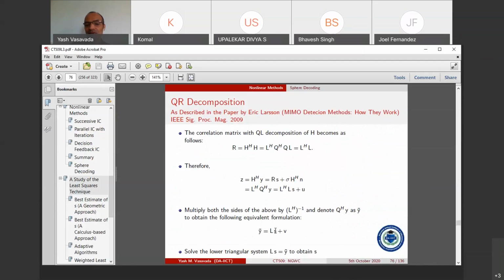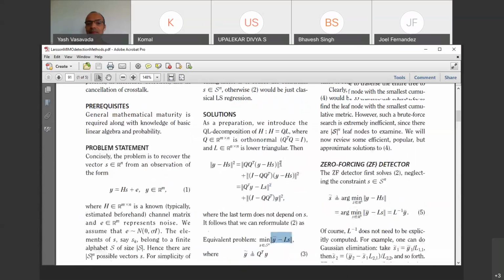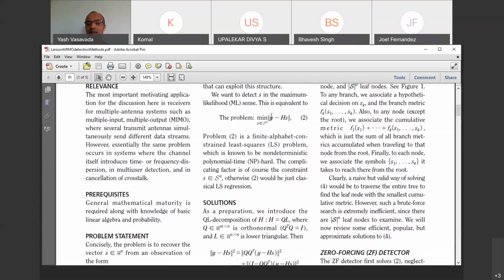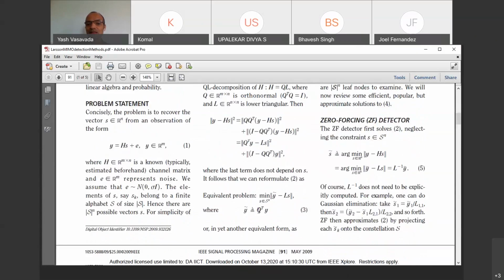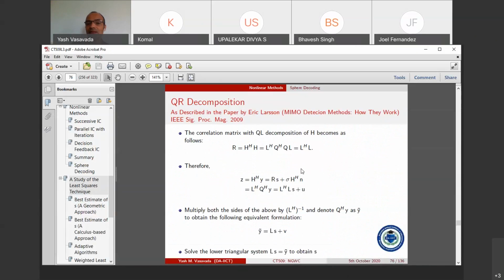And L is also same. So the argument is that the minimization problem in equation 2 is same as minimization problem in equation 3. Why it is the same is what we saw just now, using these few simple derivations.